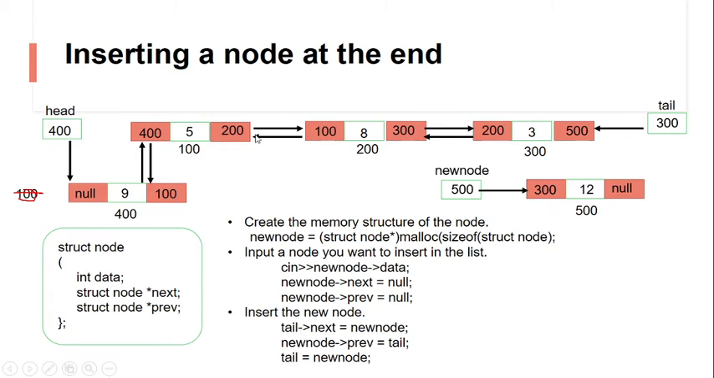So 1, 2, 3, 4, and this will be our fifth node. So the 4th and 5th nodes will now have a direct connection. And for our tail, since this is the last node now, which previously was 300, our tail will now become 500. Okay, and there will be a direct connection with it. So that's it for inserting a node at the end.